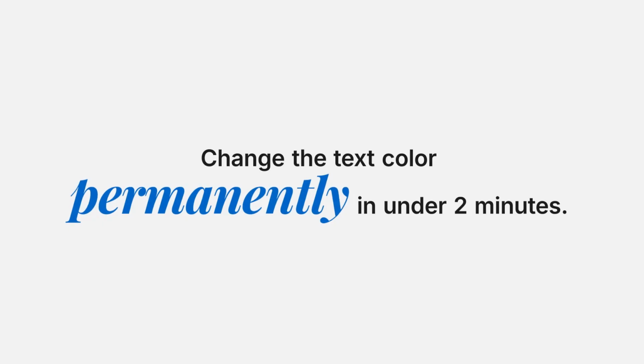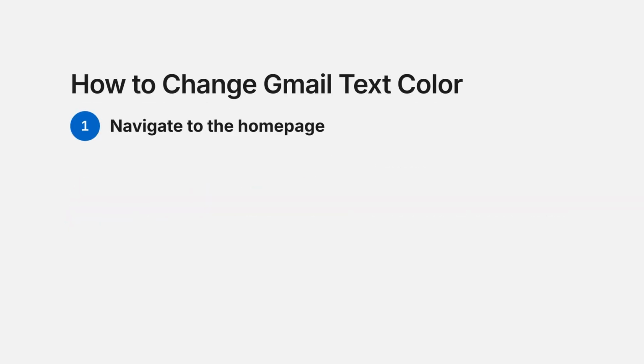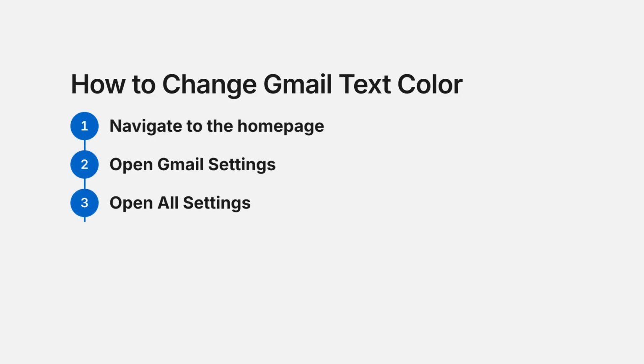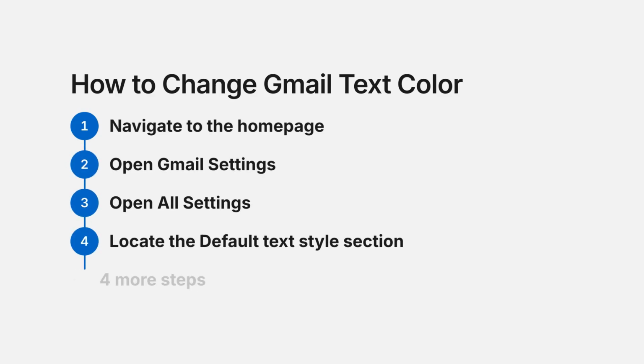Tired of your Gmail emails looking boring with default black text? Change the text color permanently in under 2 minutes. First, we'll open Gmail settings, then find the default text style option, and finally pick your new color. Let's go.